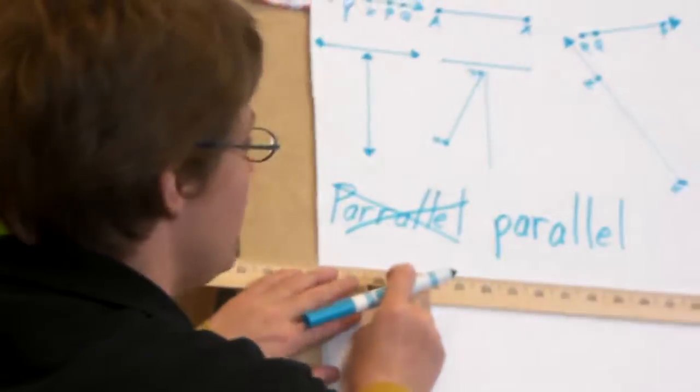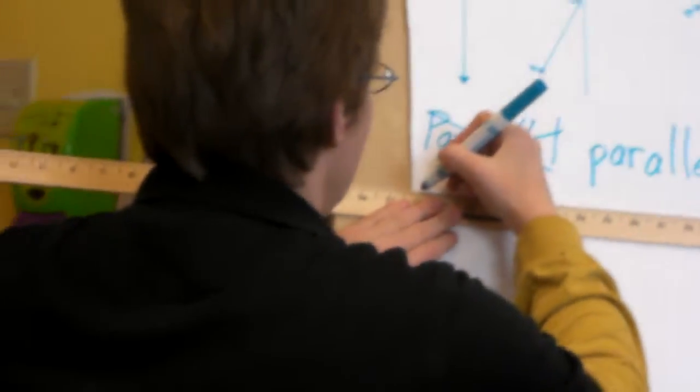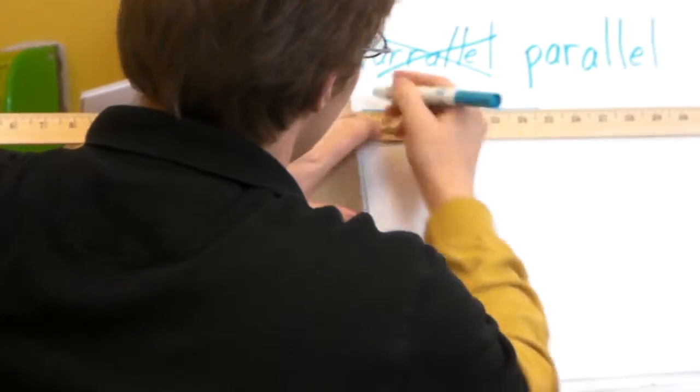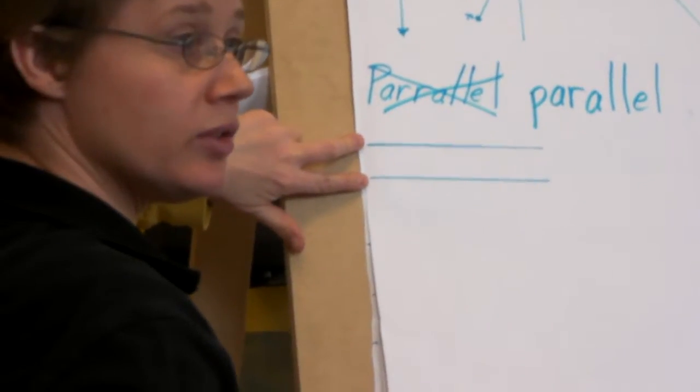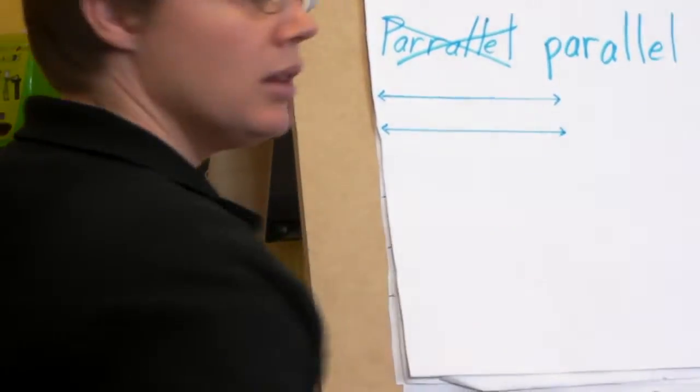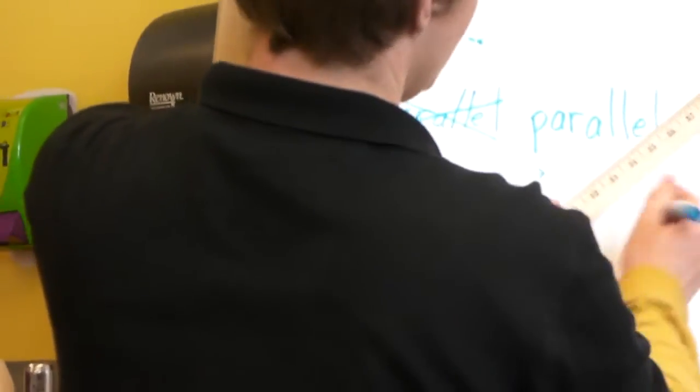So let me show you parallel. And an easy way for me to show you parallel is to use this meter stick here. Because this meter stick has a line on the top, it has a line on the bottom. Okay? Look at that. I just drew two parallel line segments. Okay? And I can put arrows on the end of them if I want. Now I have two parallel lines.